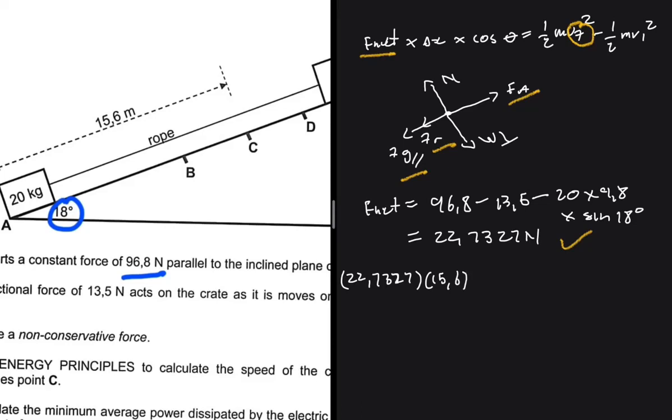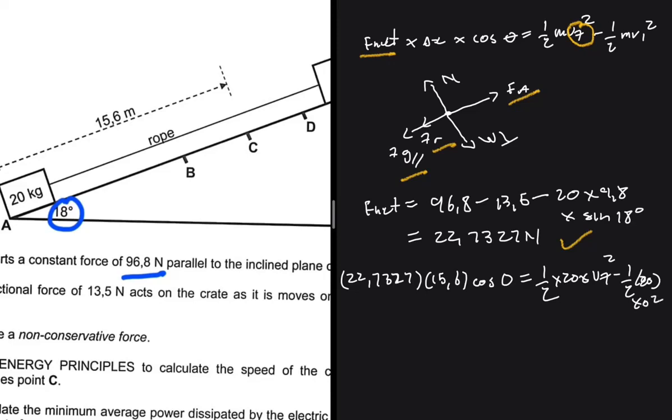And then in place of delta x, we have 15.6. The object is moving up the incline, and the F net is also pointing up the incline, so the angle in between those two should be 0. So we're going to have cos of 0 equals a half, the mass is 20 kg, multiplied by vf squared, minus a half 20 velocity initial. Our object is coming from rest, so multiply by 0 squared.